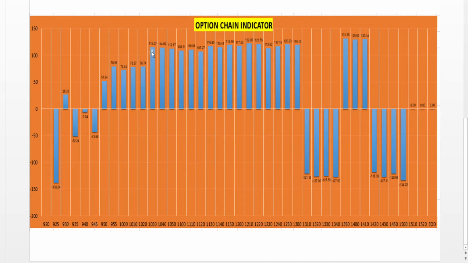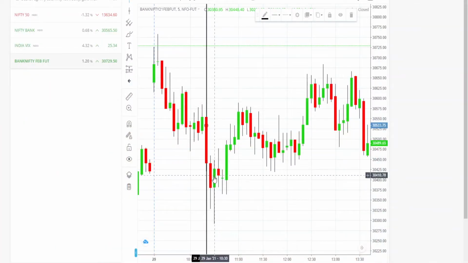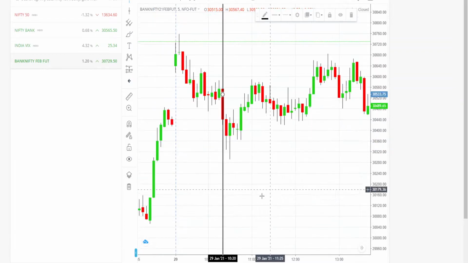And here you can see at 10:30, even if you are not entering at the 10:30 candle close, and 10:35 also, continuously 2, 3 candles it is staying above 100, then okay, let us see what happened here. It stayed here and the market moved up. So let us see what happened.